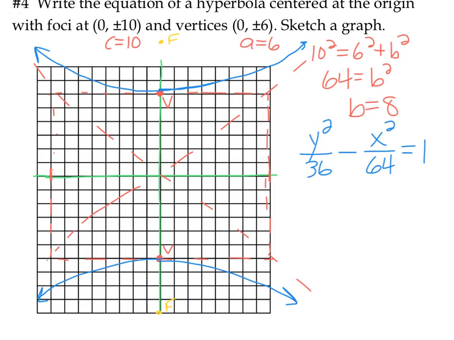How do we write the equation? We need an A and a B value. We knew the A value and the C, so we can find B. Remember the vertices are on the A, opening, which way it's opening. So we've got to make sure we know if it's opening up or down or left or right, so we know if it's the y squared first or the x squared first. And then we can have our A and our B values in our equation, right?